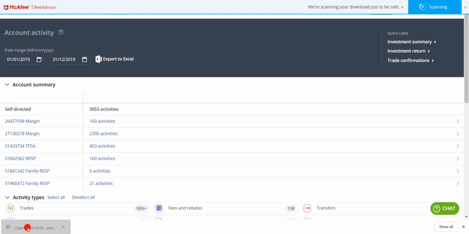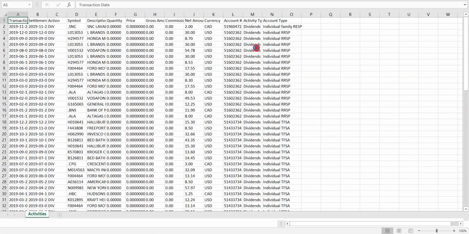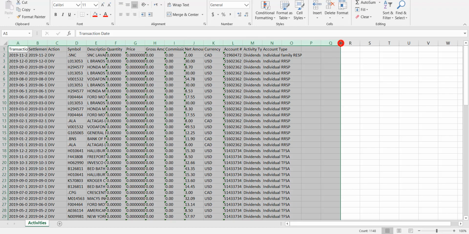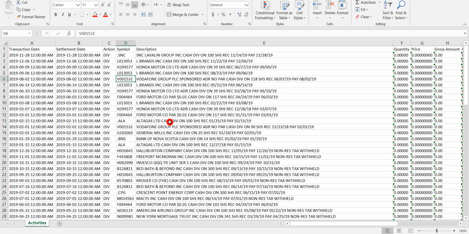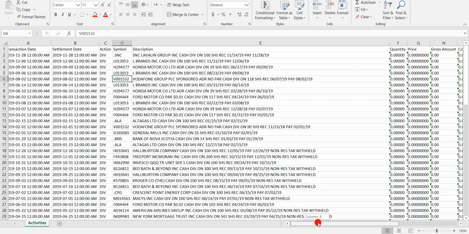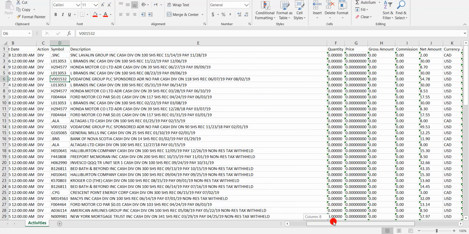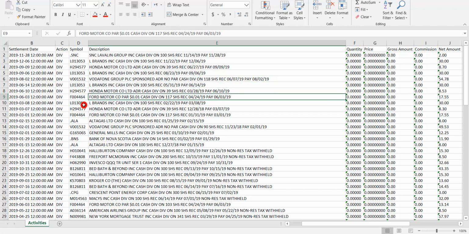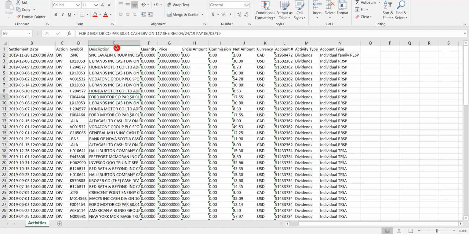So activities from January 1st to December 31st. All right, let's just format this a bit. So this is all dividends. I don't have to filter on dividends. I do want to filter on, I guess the symbol here doesn't always give you the symbol of the stock. I guess I can leave the description as is. Maybe just make it smaller here.